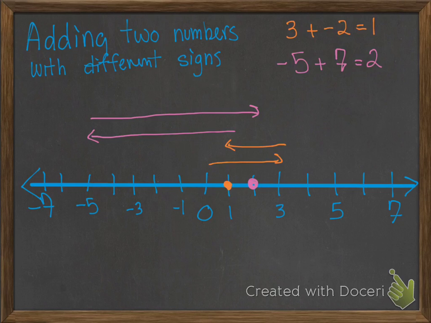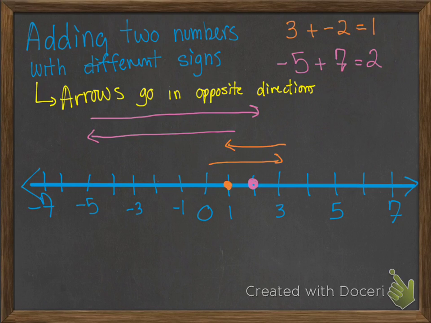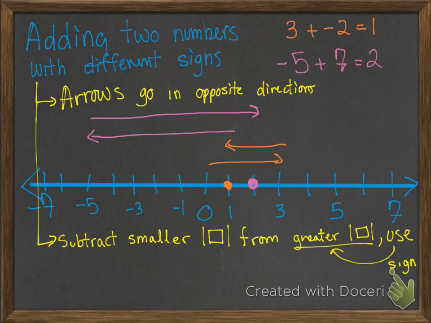All right. So what do we see here? Well, arrows go in opposite directions for opposite types of numbers. So with a positive and a negative, the arrows will go in opposite directions. All right. Digits says this process is: subtract the smaller absolute value from the greater absolute value, then use the sign of the greater absolute value. All right, I know that's a little confusing, so let's look at an example.